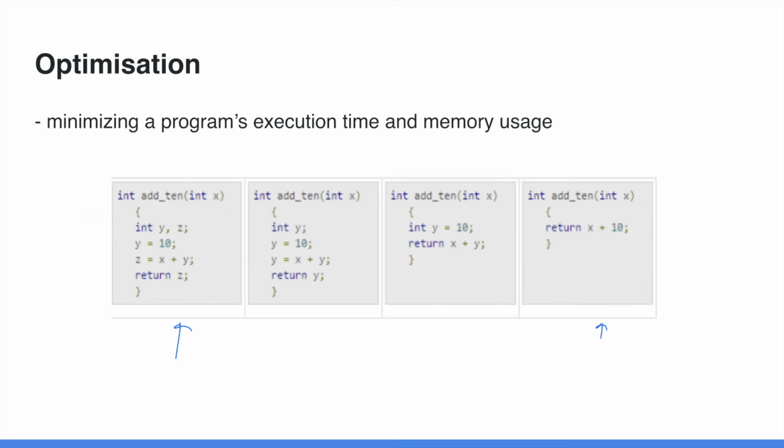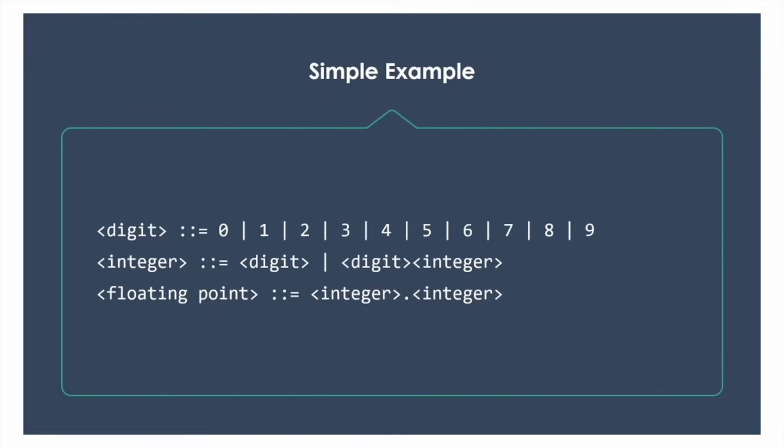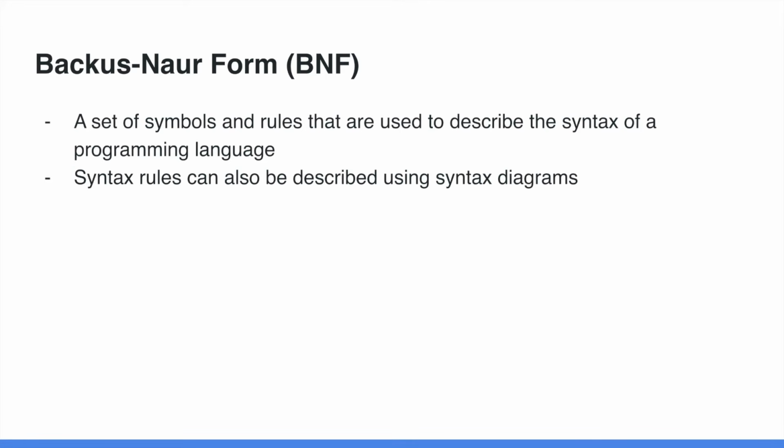Now that being said, let's move on to some of the weirder parts of this particular tutorial, which are Backus-Naur Form and reverse Polish notation. Okay, so Backus-Naur Form basically consists of a set of symbols and rules that are used to describe the syntax of a programming language. And as a part of Backus-Naur Form problems, we're also going to be looking at syntax diagrams to describe how certain parts of code or certain pieces of text can be constructed.